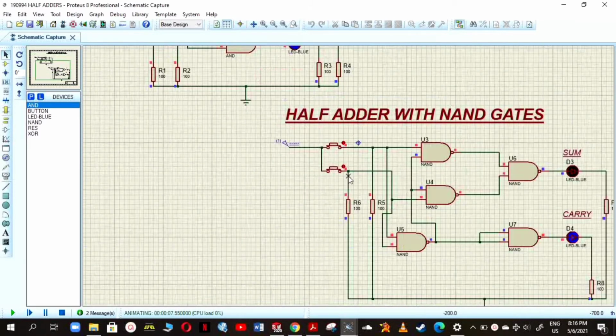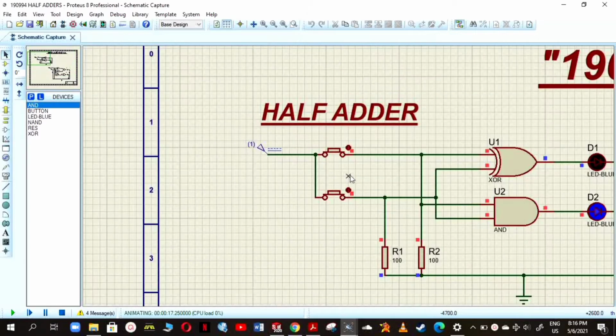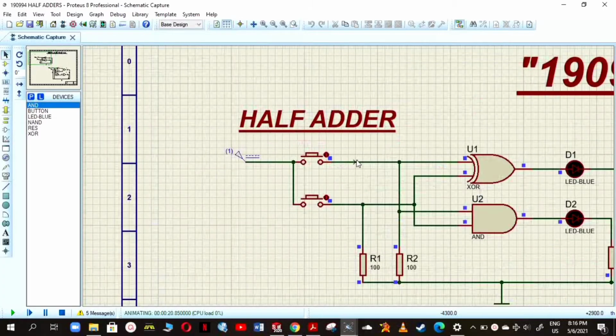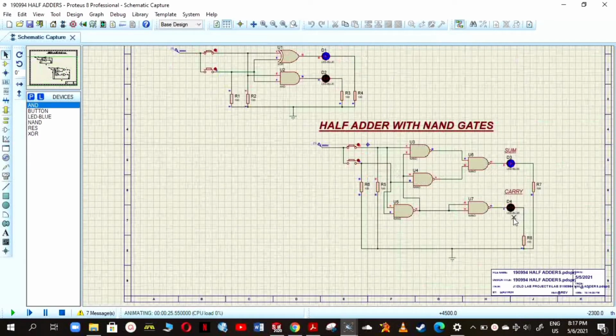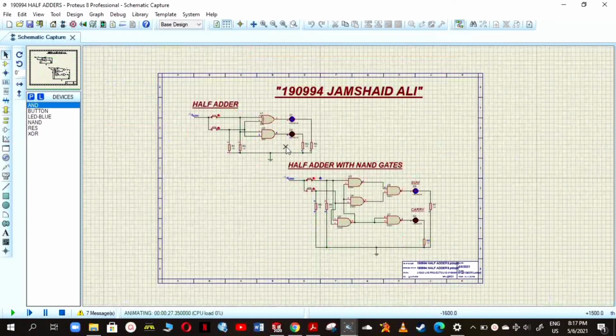And same as it is here, if I am applying 1 1 on both, then carry is 1 while summation is 0. If I am applying 0 0 on both, then both are 0. If I am applying 0 0 here on both, then carry and sum both are 0. If I am applying any one input as 1, then sum is 1 while carry is 0. Now also here, if I am applying 1, then sum is 1 while carry is 0. So this is the half adder circuit with the help of NAND gates and without NAND gates.